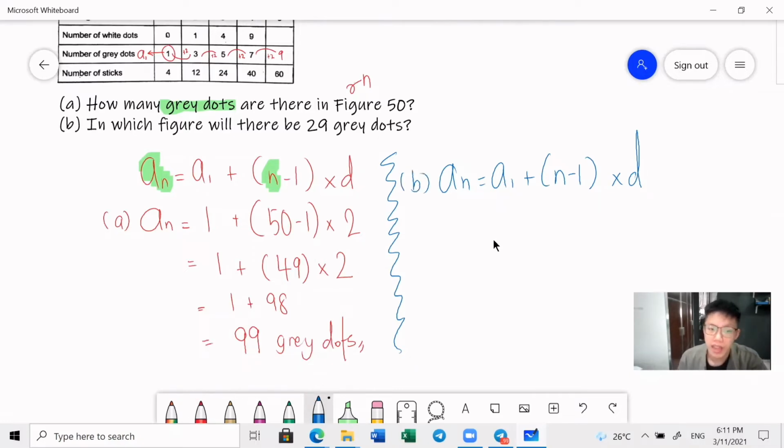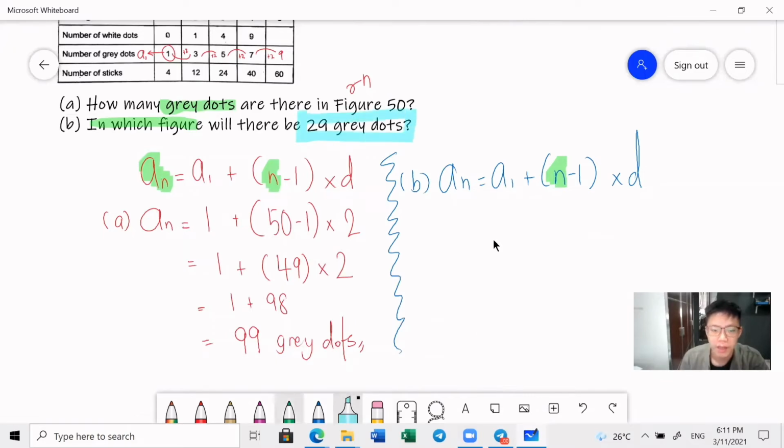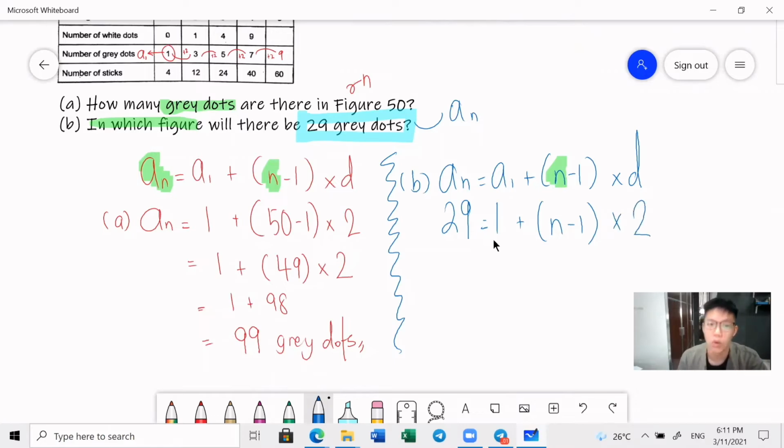Now, what's an? An again is the value of the figure that you are looking for, right? And over here, we can see they are asking us to find the figure. So that means this is the unknown. So what's an? An is simply just the 29 over here. Can you see that? So what we want to do, we want to put this as an. So we can put 29 over here equals to a1. A1 is again the value of figure number 1, which will always be the same, right? So it's 1 plus n minus 1 because minus 1 will always be constant, right? n is what I am looking for times d. d is the difference, which is always 2.